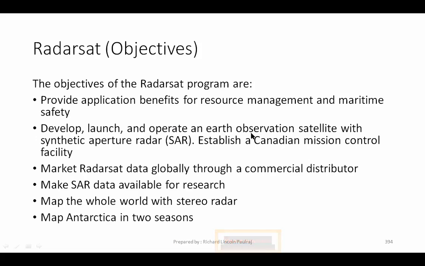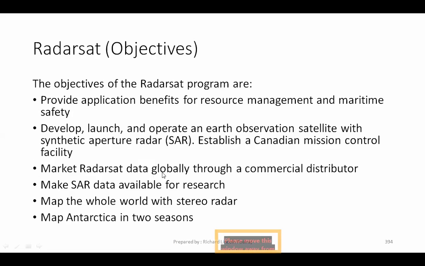Develop, launch, and operate an Earth observation satellite with synthetic aperture radar. So SAR. Okay, it's not specific absorption rate, but synthetic aperture radar. So we can develop, we can launch, and we can also operate the Earth observation satellite. This establishes the Canadian Mission Control Facility. This is as good as your TTNC, okay, telemetry tracking and control.